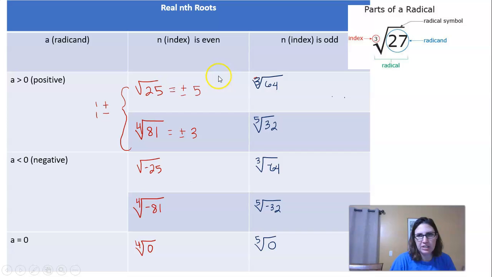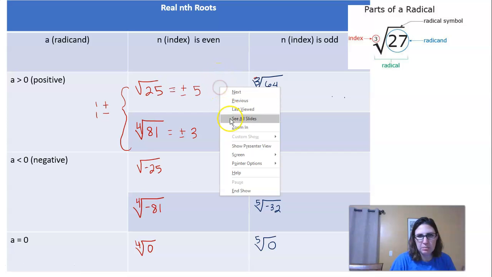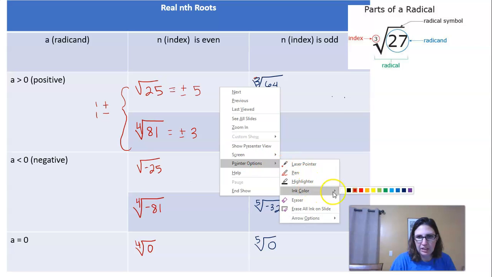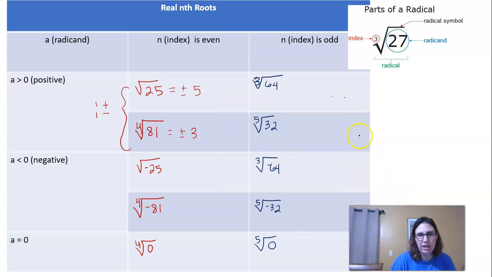So this is when your index is odd. You notice it's going to be a 3 as the little number and also a 5. Some odd indexes, but the number inside on these examples are going to be greater than 0. They're going to be positive here. So the cube root of 64 is actually going to give you 4.